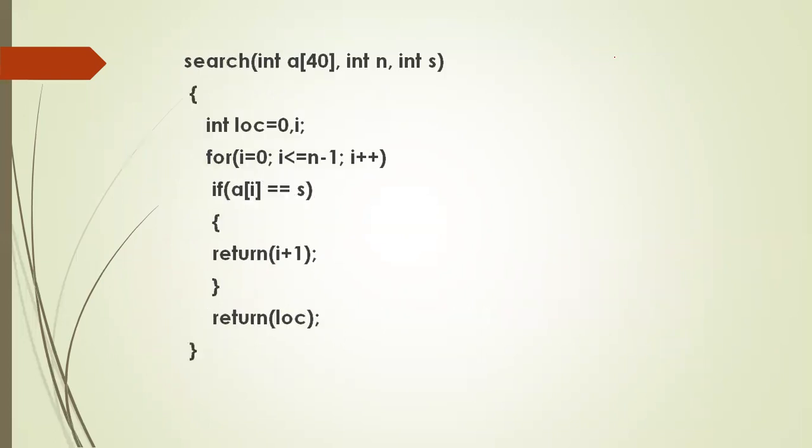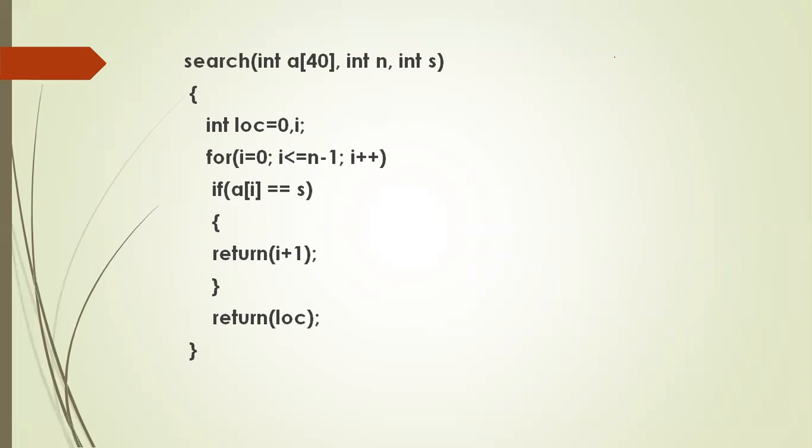Next, LOC starts with 0. I is how much? Your for loop varies from 0 to n minus 1. N is 5, so 0 to n minus 1. The different values I takes are first 0, then 1, then 2, then 3, finally 4. Assume that our array elements are 10, 20, 30, 40, 50, and the element I'm searching is 40. First time, A0, what is there? 10. Is it equal to 40? No. So don't return. Then go back to the next value for I.